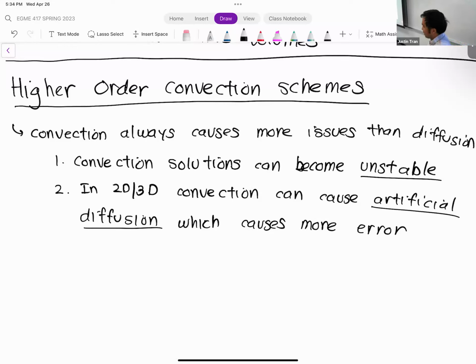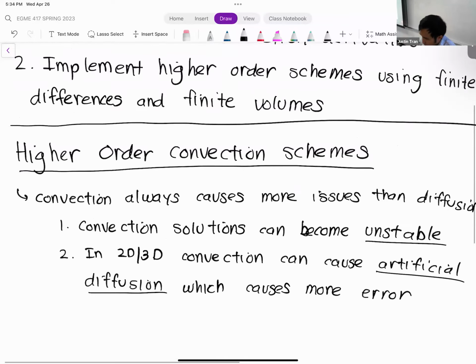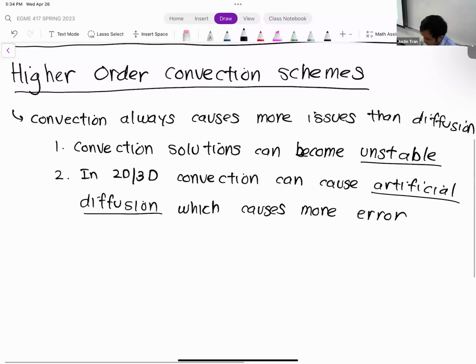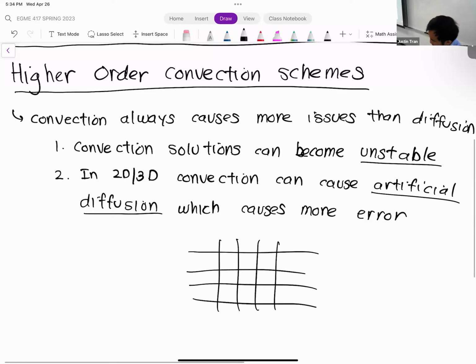All right, and so just to jog your memory, artificial diffusion is something that occurs whenever our convection velocity is not aligned with the grid, okay? If you think about our usual grid in 2D, whether it be finite differences or finite volumes, our grid goes in vertical directions and horizontal directions, right? So it looks just like a waffle. Our grid looks something like this. So perfectly vertical lines and perfectly horizontal lines, okay?